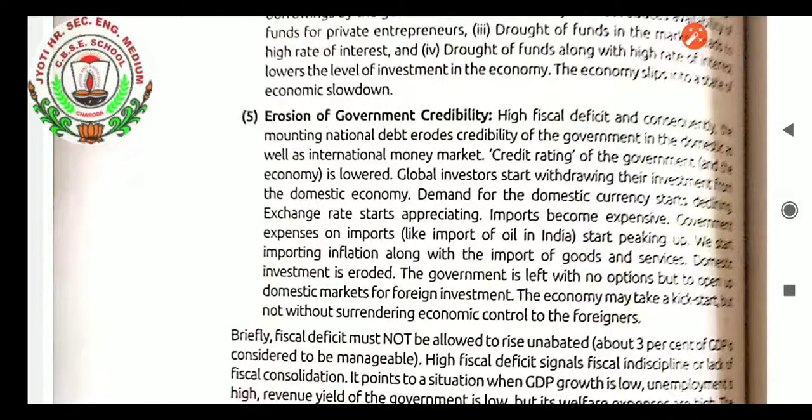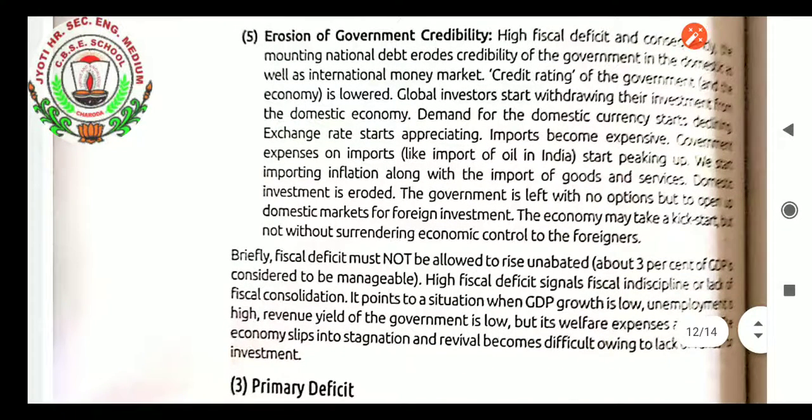Global investors start withdrawing their investment from the domestic economy. Demand for the domestic currency starts declining. Exchange rate starts appreciating. Imports become expensive. Government expenses on imports, like import of oil in India, start picking up. We start importing inflation along with the import of goods and services.